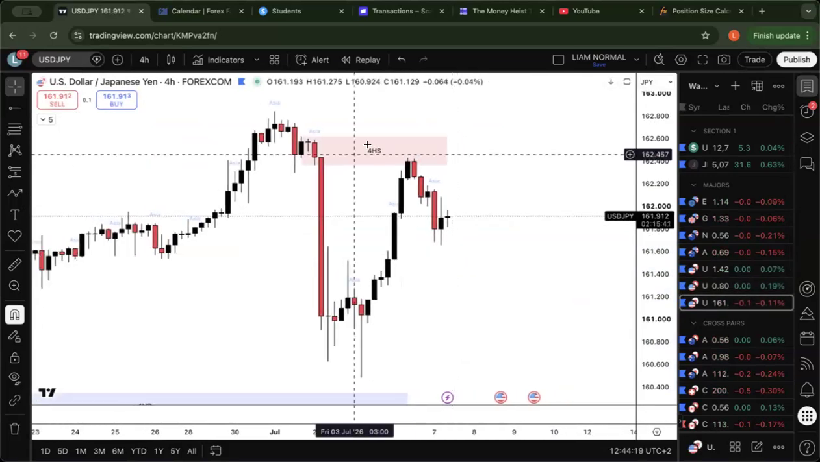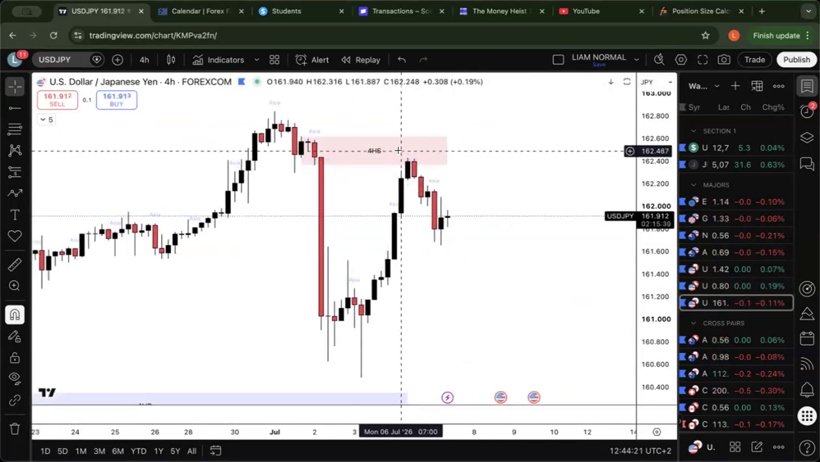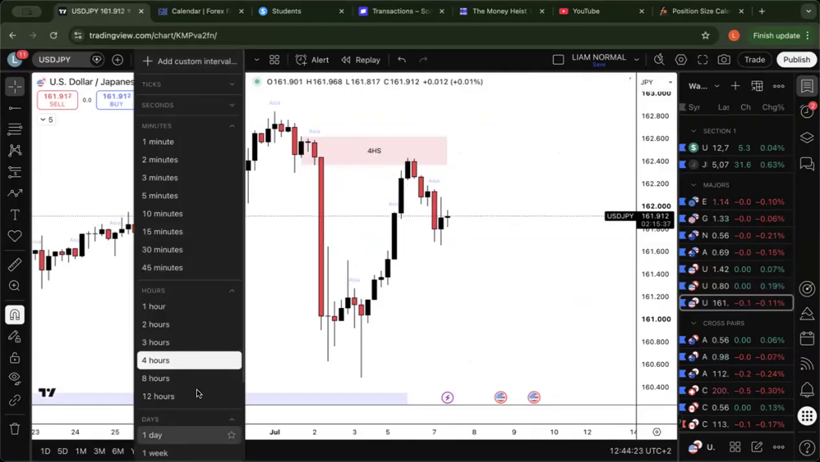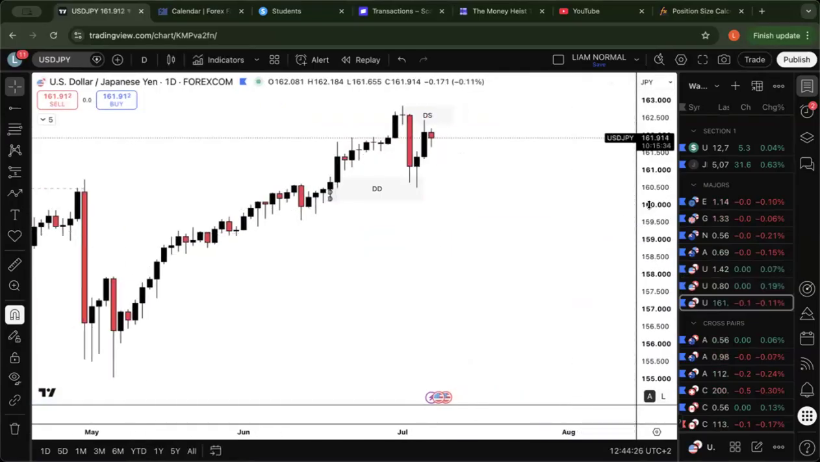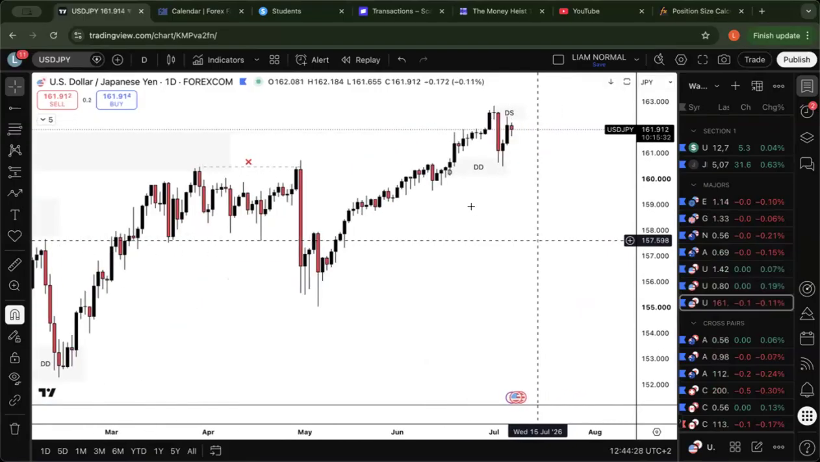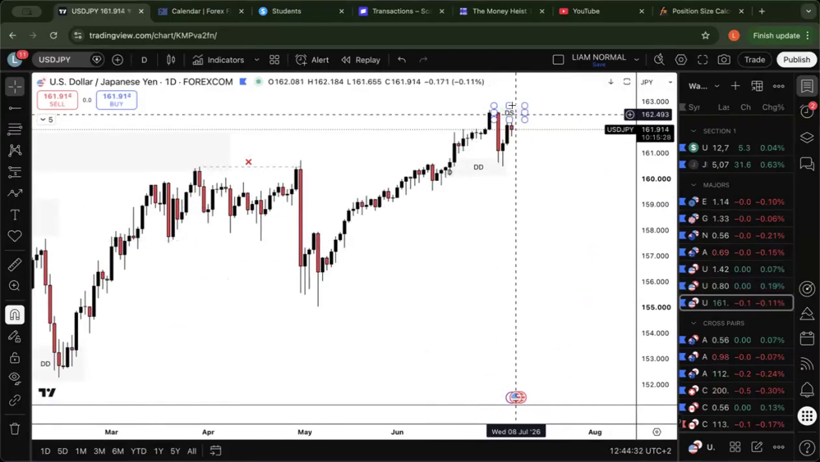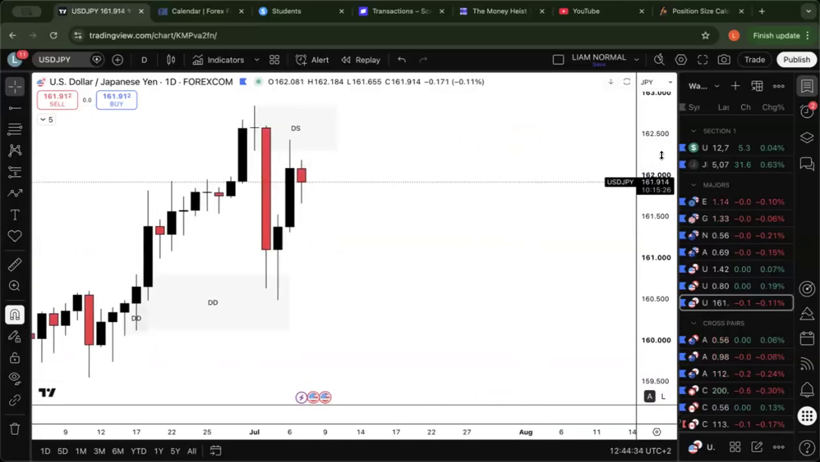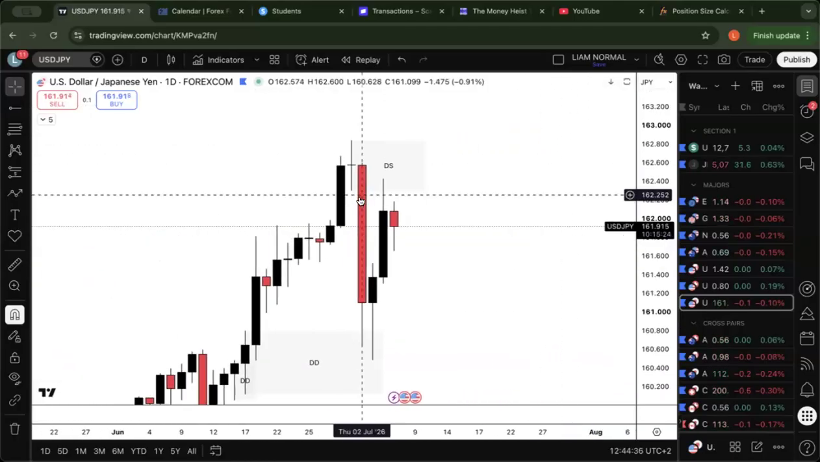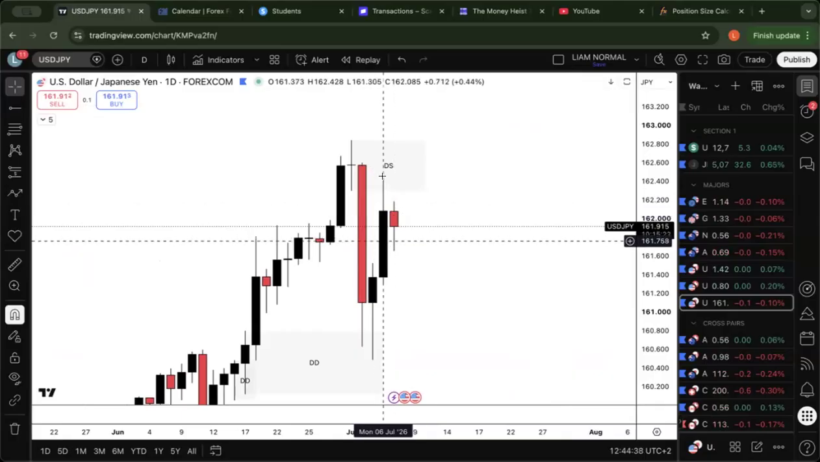USD Japanese yen, absolute beauty. As you guys can see, we'll just quickly go to the daily time frame. We talked about yesterday the fact that we're in this demand, but we had this institutional candle here, and we left this daily supply area. Now, this daily supply area left a lot of imbalance below. And yesterday, you can see market came into that supply and volume slowed down a lot.